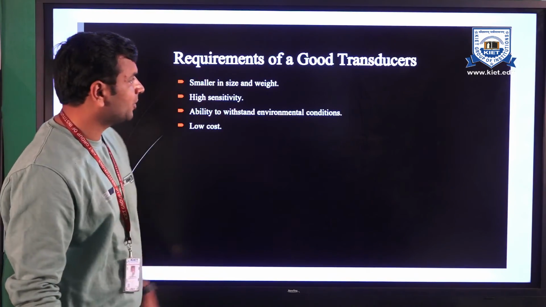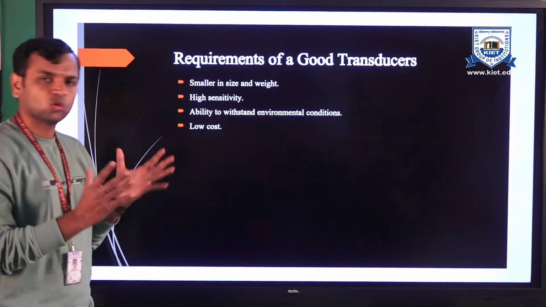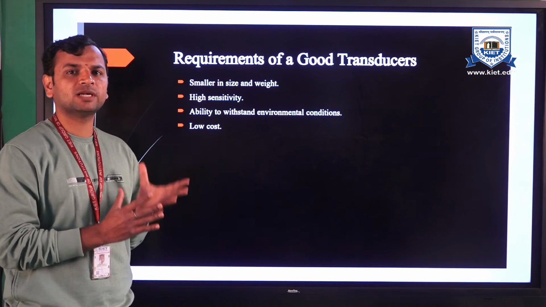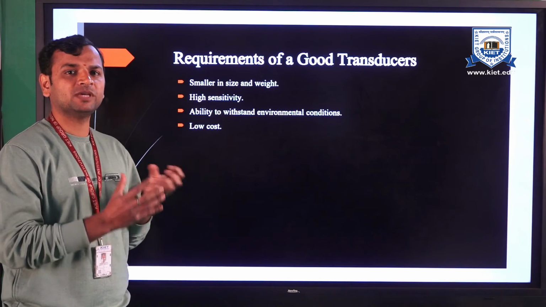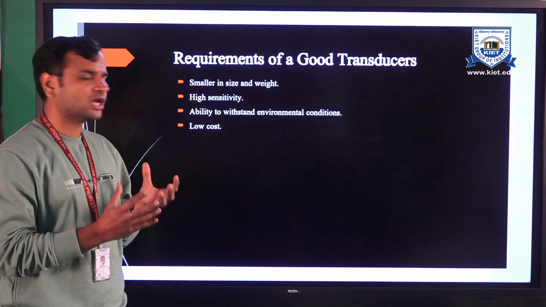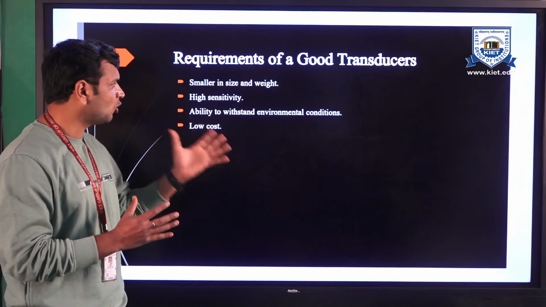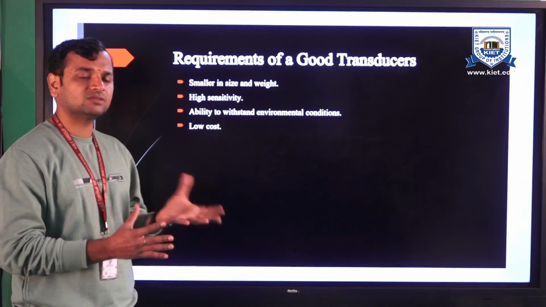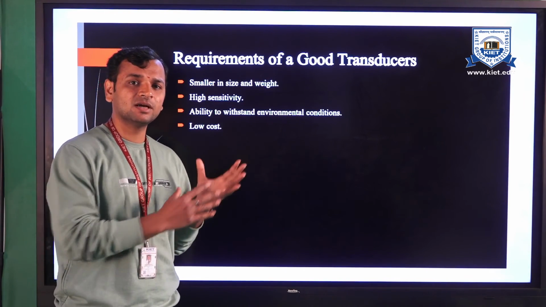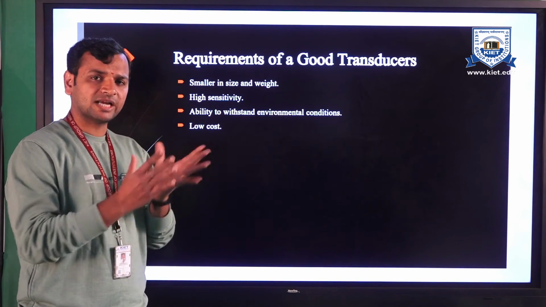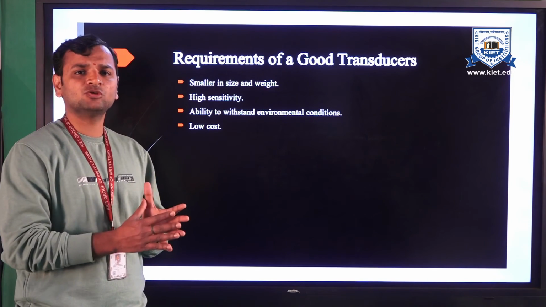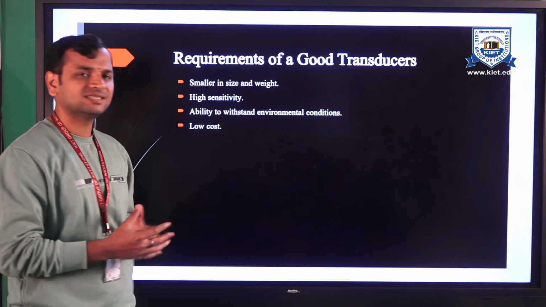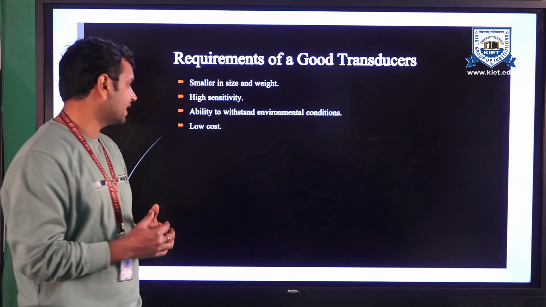And these are the requirements of good transducers. It should be smaller in size and weight, as I have told you that it should be portable and easy to operate. That can only be possible when the transducer is small in size and weight. It should have high sensitivity, as we have discussed in the previous semester regarding the classification of transducers or the characteristics of transducers like sensitivity, accuracy, precision. So it should have high sensitivity in terms of instrument characteristics.